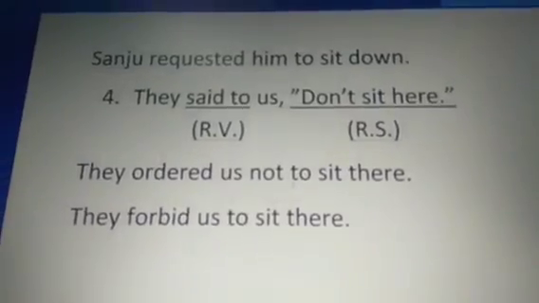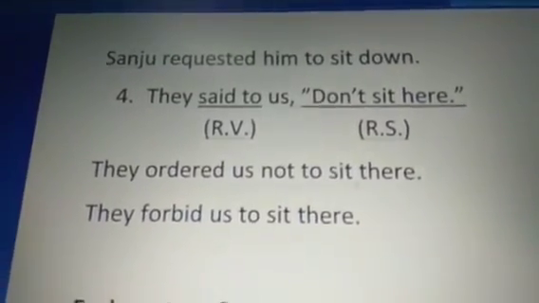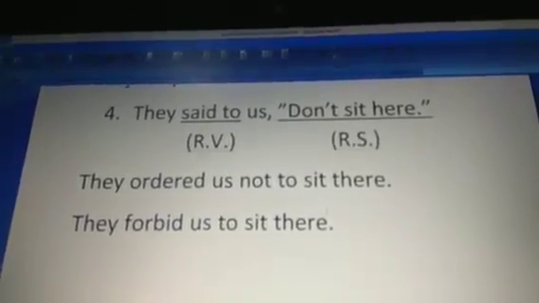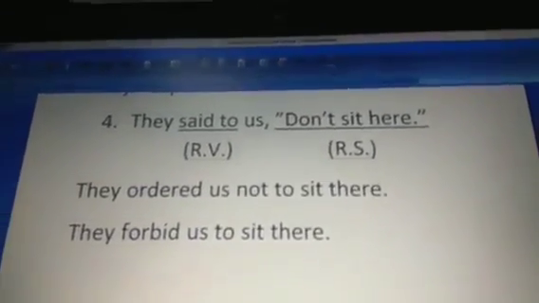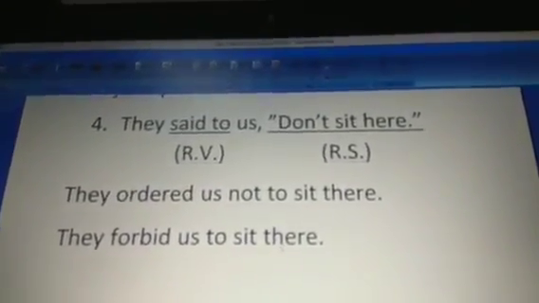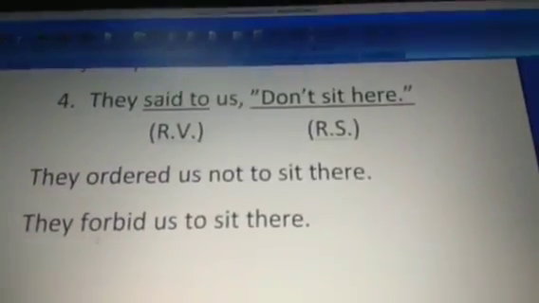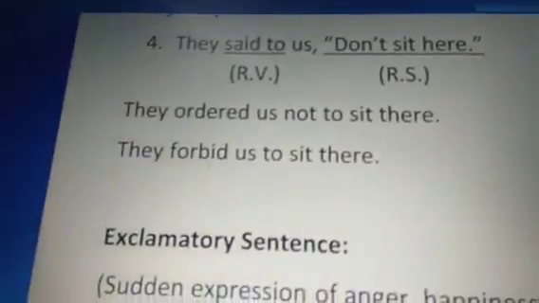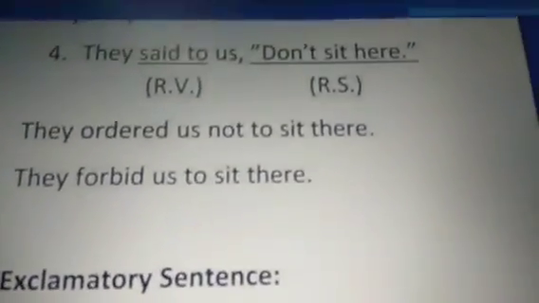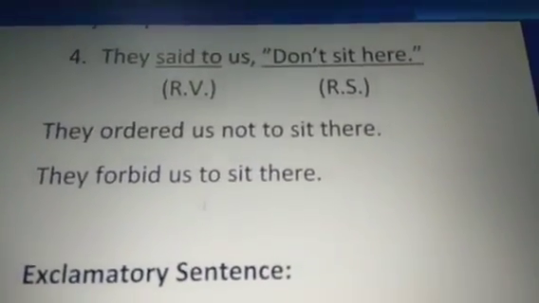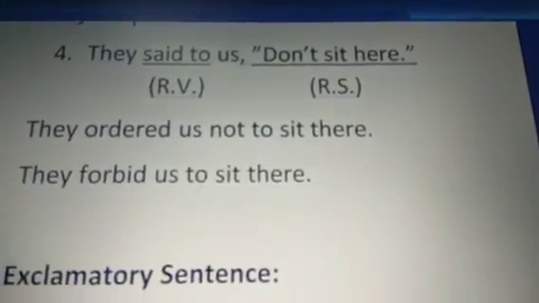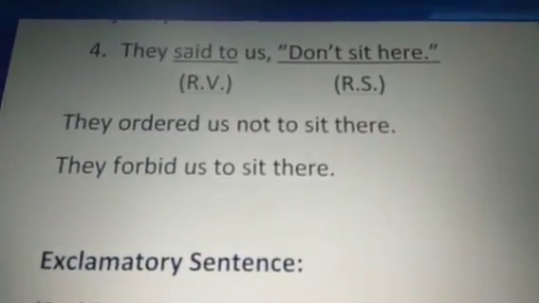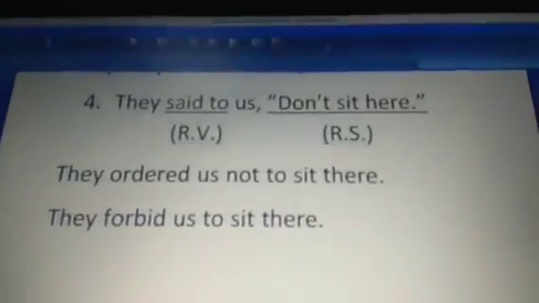Then followed by to, which is infinitive, followed by V1, followed by object. And this particular sentence can be converted into another way also, and that is they forbid us to sit there. Now when we add forbid, it itself indicates that something is being prohibited. So obviously this will become they forbid us to sit there. And if we compare the sense of these two sentences, it is the same. There is no difference in the sense of these two sentences.